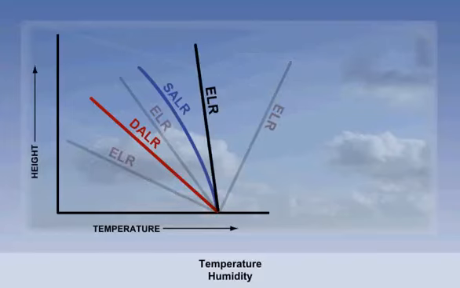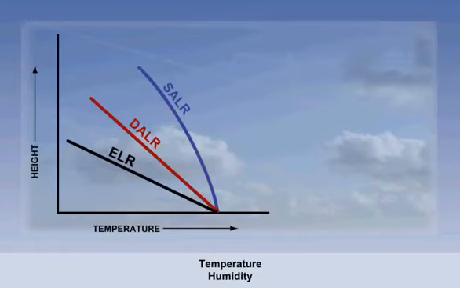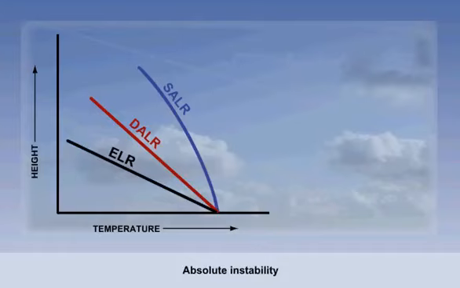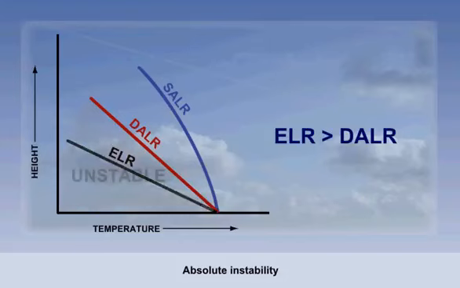The position of the ELR in relation to the other two lines, namely the DALR and the SALR, determines how we classify the stability of the atmosphere, as you might expect. Because we are considering both the DALR and SALR, the temperature and the humidity have a say in this classification. So, if the ELR is greater than the DALR, then the atmosphere is defined as being absolutely unstable. This situation is not common within the atmosphere and only happens just above the surface on sunny days.